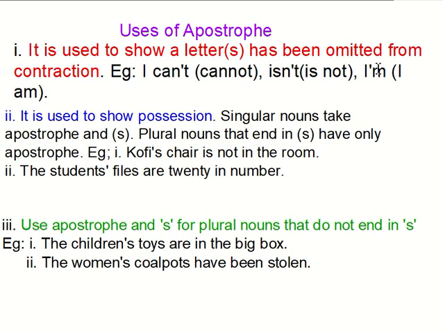It is used to show a letter or letters has been omitted from contraction. What does it mean? All that you are saying here is that apostrophe as a punctuation sign is used to omit or to forgo some of the words when you do contraction. Let's look at some of the examples.